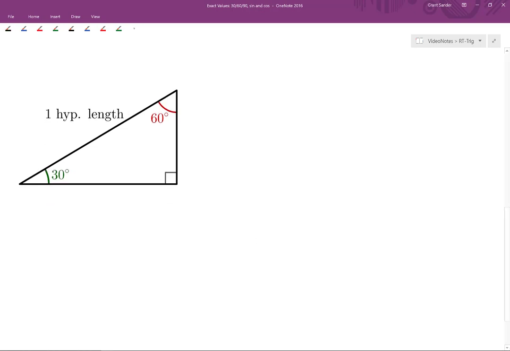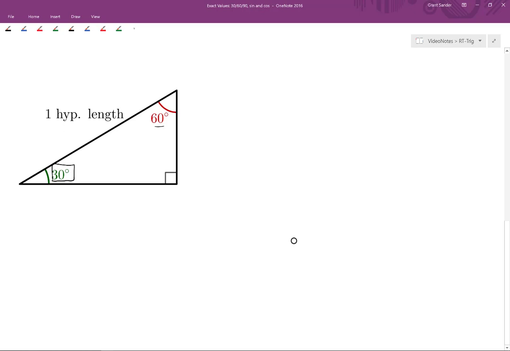So, in this video we'll cover the sine and cosine function outputs when we're looking at a right triangle that has an interior angle measure of 30 degrees, and we'll also look at 60 degrees because these two things are dealing with essentially the same triangle. So we have a right triangle here. We'll deal with this 30-degree angle first, and we have a hypotenuse that is 1 hypotenuse length long.